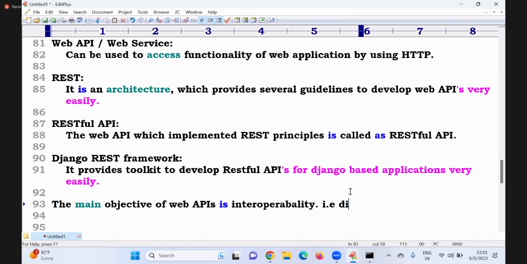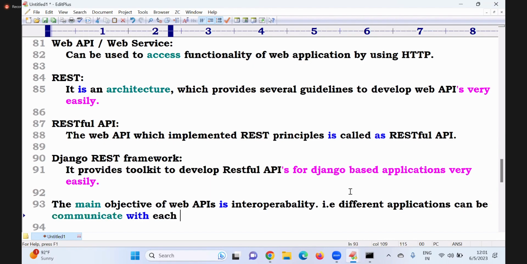What is the meaning of interoperability? It means different applications can communicate with each other.